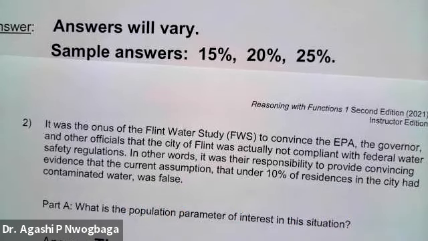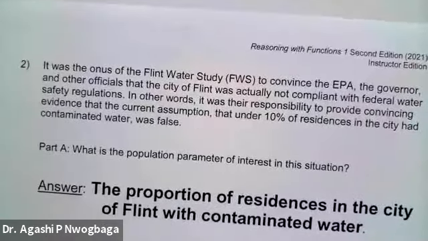Part A, what is the population parameter of interest in this study? Well, the population parameter is the proportion of residences in the city of Flint with contaminated water. So of all the residences in the city, that proportion is the parameter in this study.